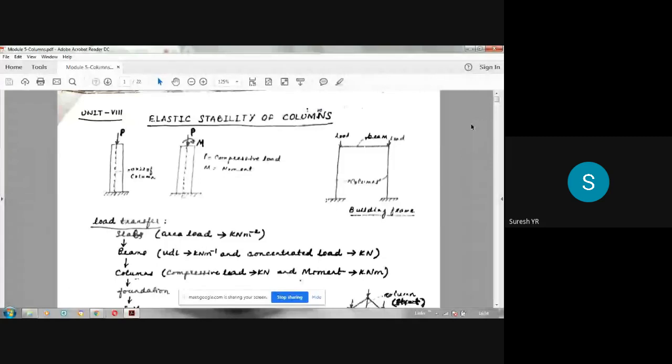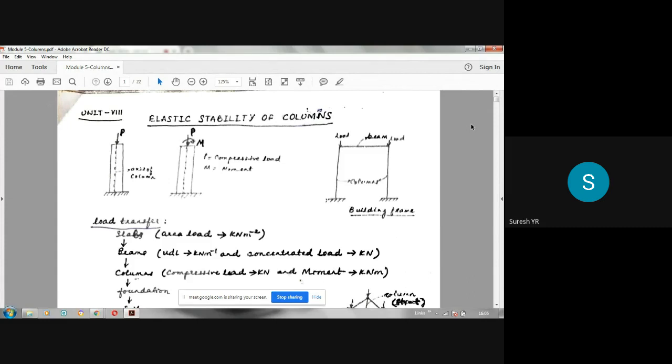Then coming to equilibrium of columns: stable, unstable, and neutral. Stable means the actual load acting on the column is less than the column strength, that is called the crippling load. Unstable means it's the opposite: the actual load is more than the crippling load. And neutral means they are equal. So these are the things we discussed today about the basic definitions.